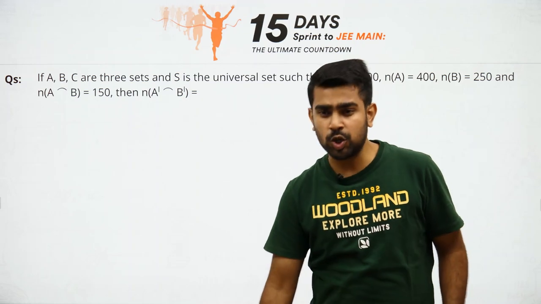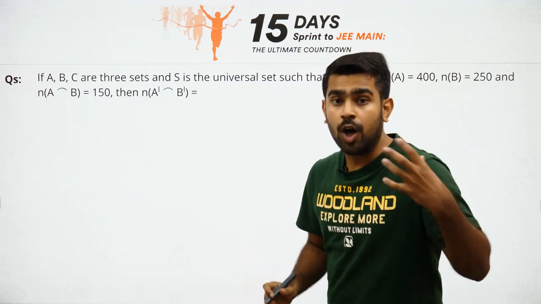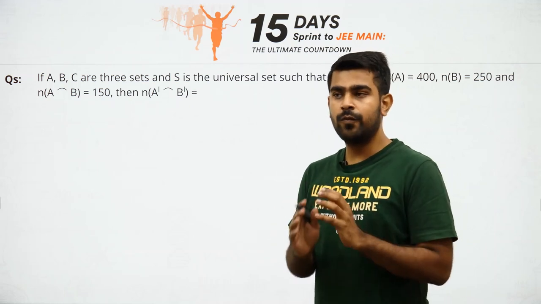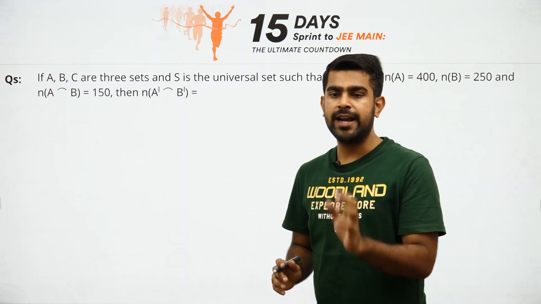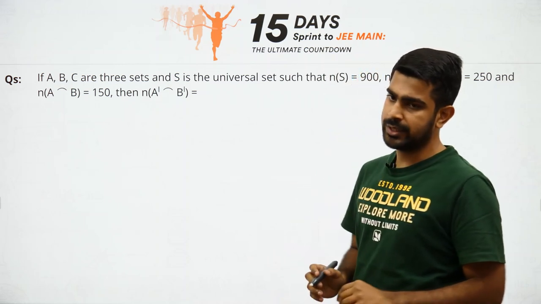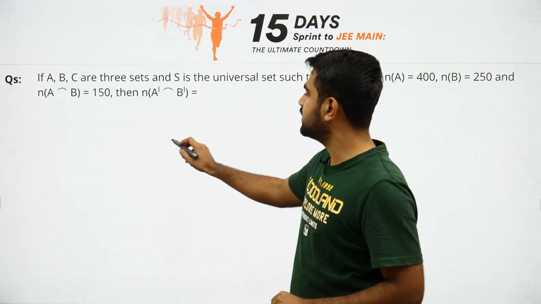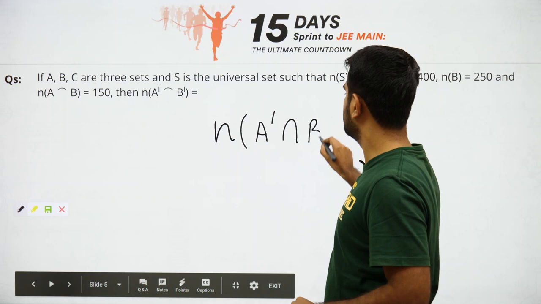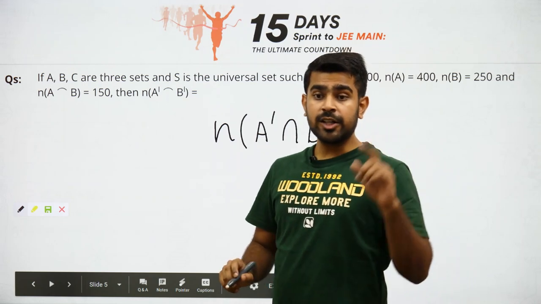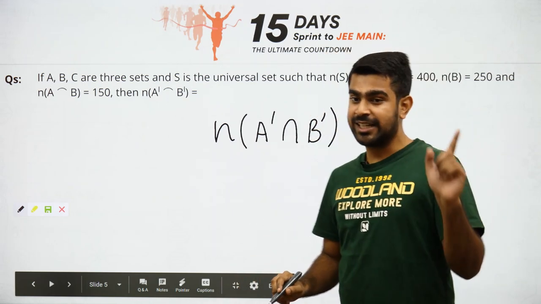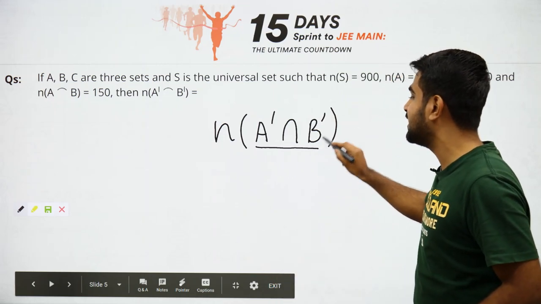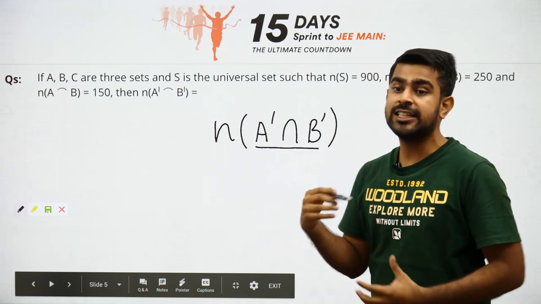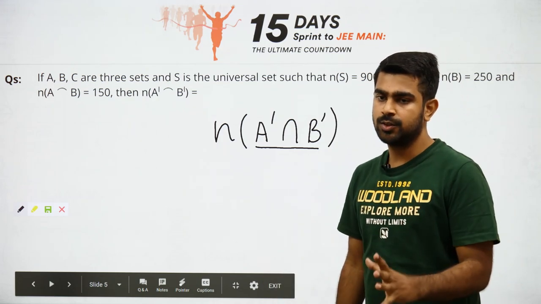But I would like to throw some light on the method of solving set questions using Venn diagrams. A Venn diagram is a very powerful tool when you try to solve set related questions. So guys, what are they asking? They are asking N of A dash intersection B dash. But from our knowledge of sets, you must be able to predict what this is. What is A dash intersection B dash? What region does it represent? That is very crucial to answer this question.